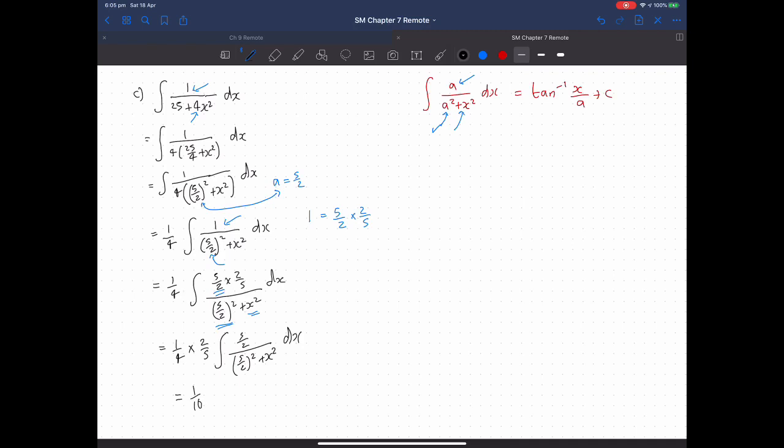The integral part we can work out simply by using the formula. So we have inverse tan of x divided by a. A was 5/2 plus c. Tidying that up, that is 1/10 inverse tan. Dividing by a fraction, we turn it upside down and multiply, so we get 2x/5 plus c.